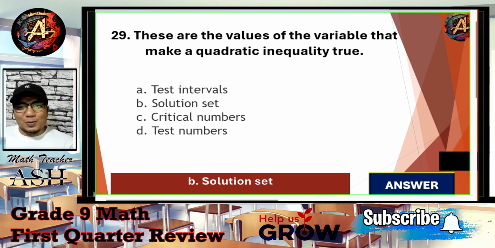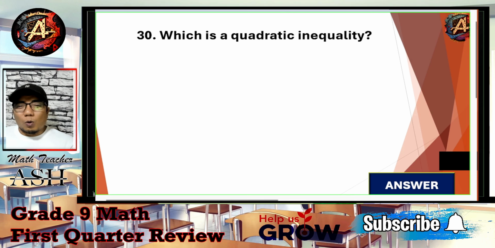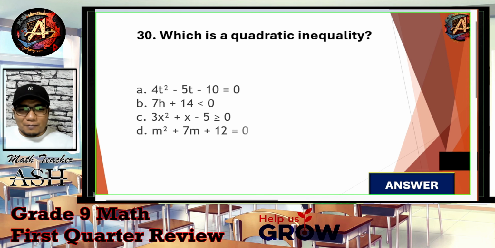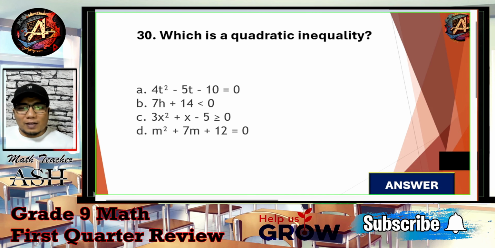Now let us go to question number 30. Which is a quadratic inequality? Is it A, 4t squared minus 5t minus 10 is equal to 0? B, 7h plus 14 is less than 0? C, 3x squared plus x minus 5 is greater than or equal to 0? Or D, m squared plus 7m plus 12 is equal to 0? I'll give you 5 seconds to think about your answer.